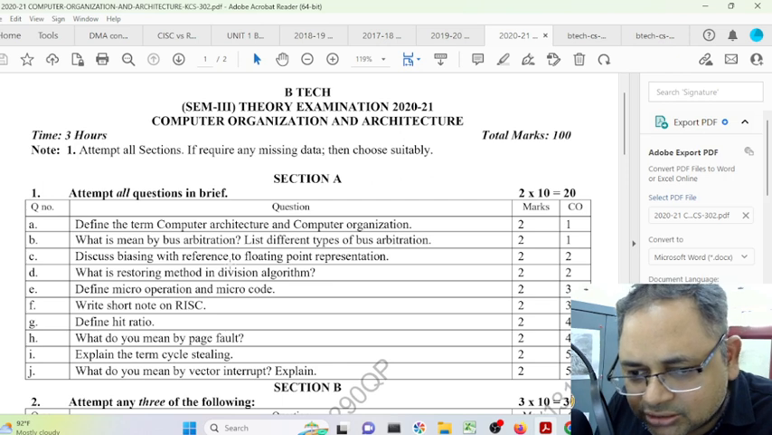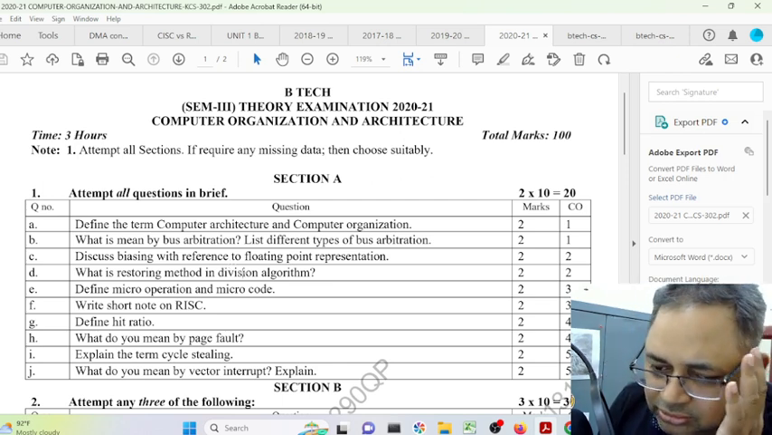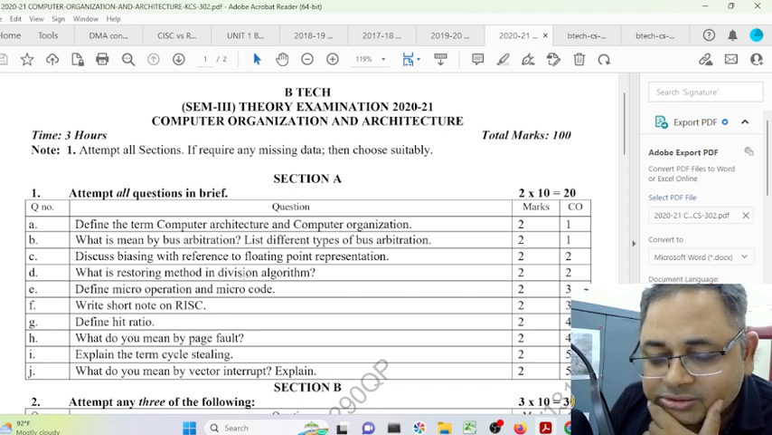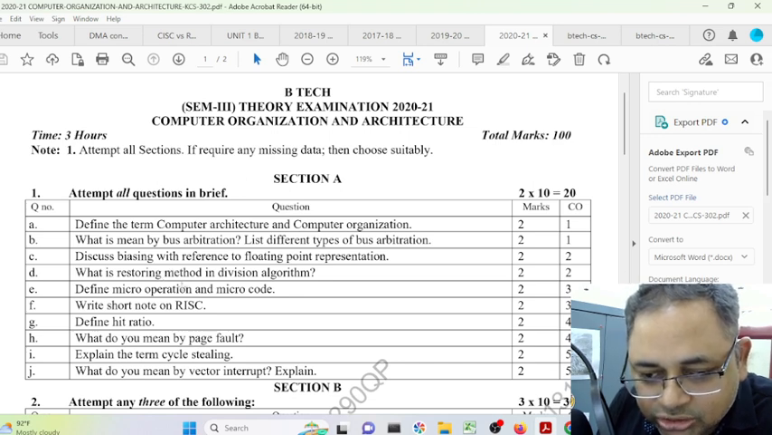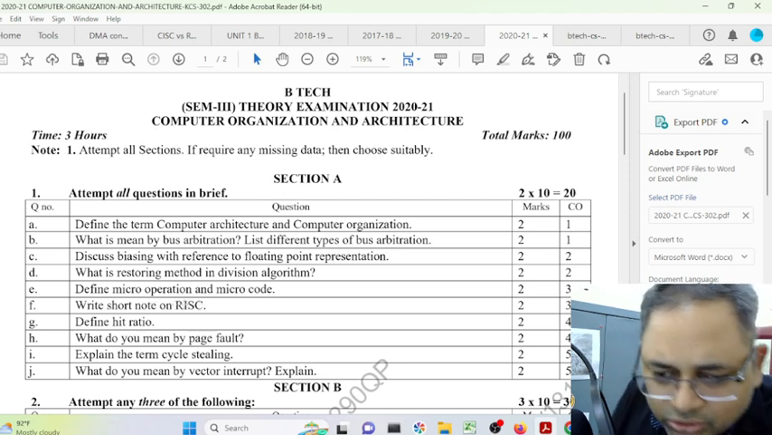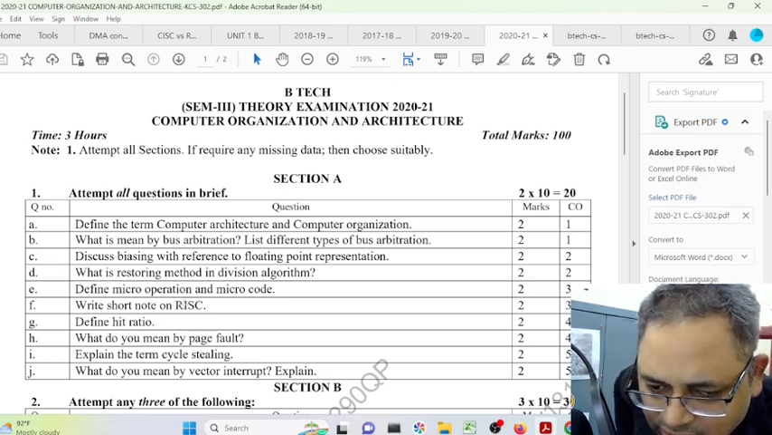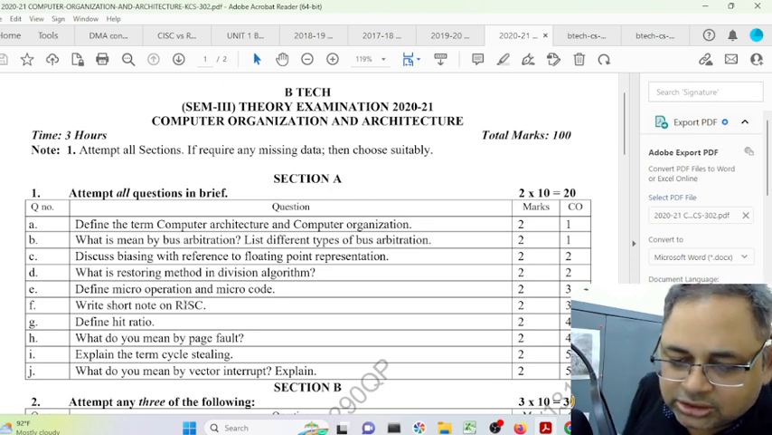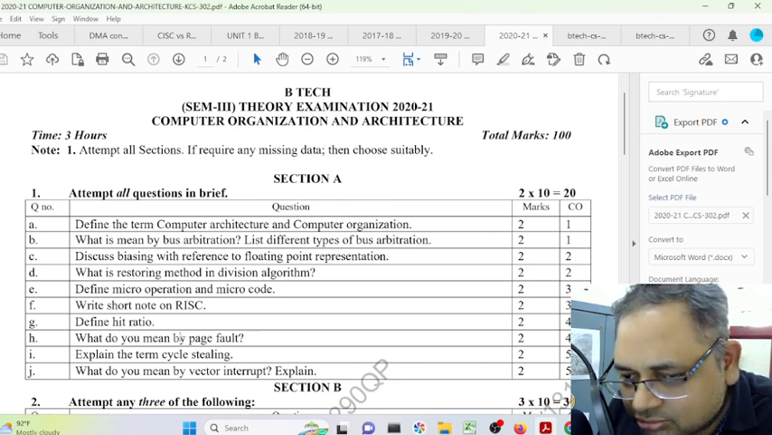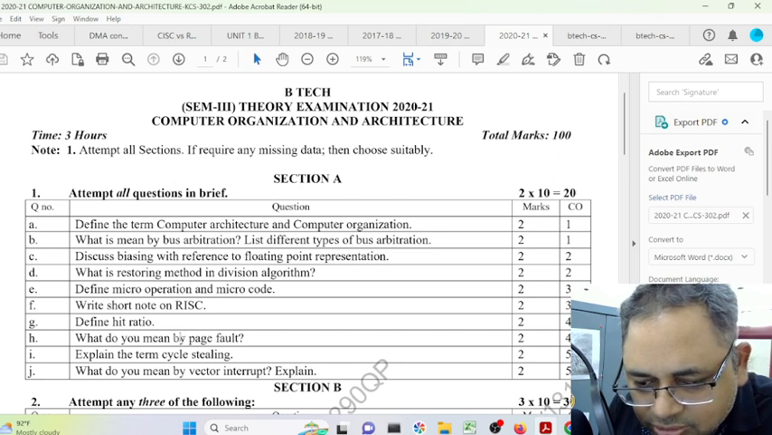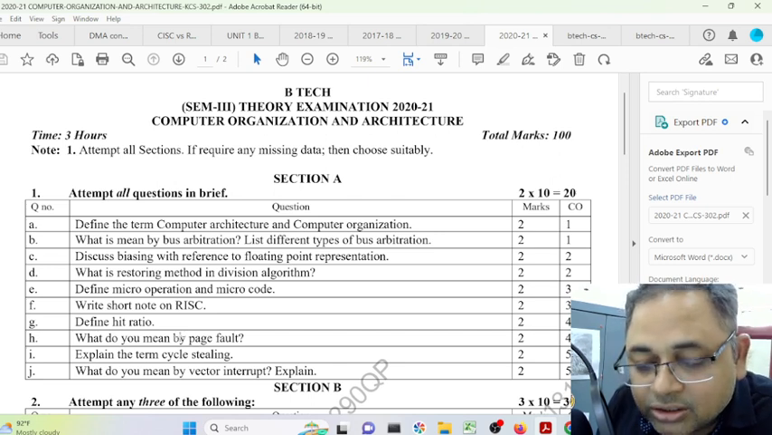Then biasing and reference, the floating point representation. You know that floating point representation connects to unit 1. The restoring method, that's unit 2. Micro operation, that's a different paper quite a bit. Short note on RISC, that's unit 2, reduced instruction set computers. And the hit ratio, that's unit 4, that's page fault. When you study the operating system, the page fault comes; that's also in the memory unit of COA.